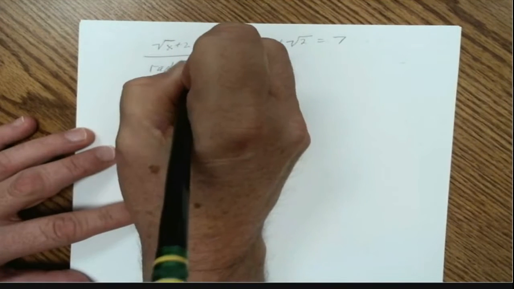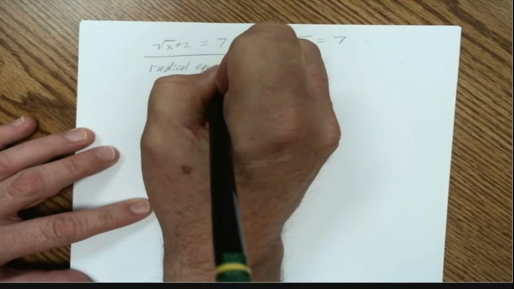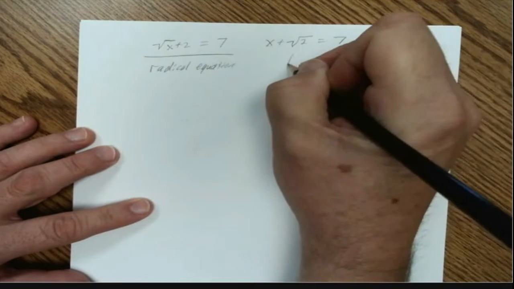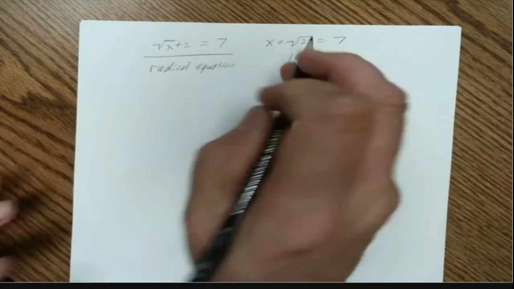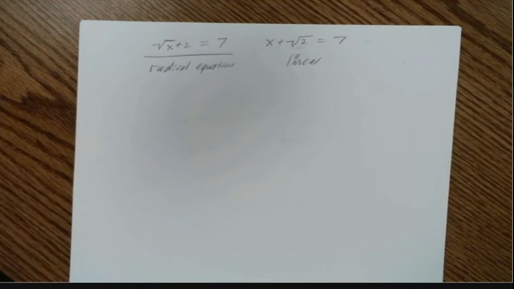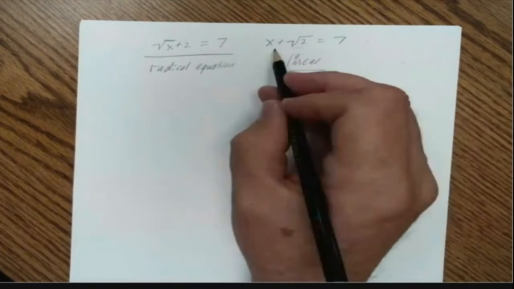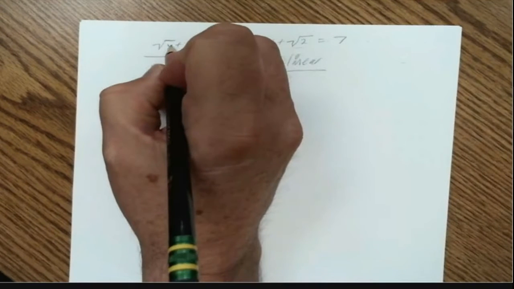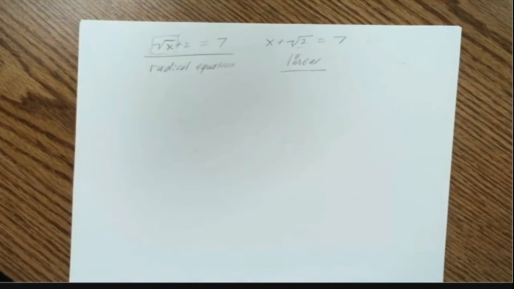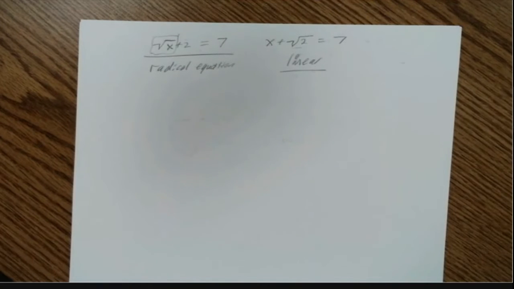This is a radical equation. This is linear because this is x plus a number. Square root of 2 is just a number. That's the same as saying x plus 1 equals 7. It's just a number. This is just a linear equation over here. This is not a radical equation. A radical equation has a variable underneath the radical. So this is a radical equation, and this week is all about solving radical equations.